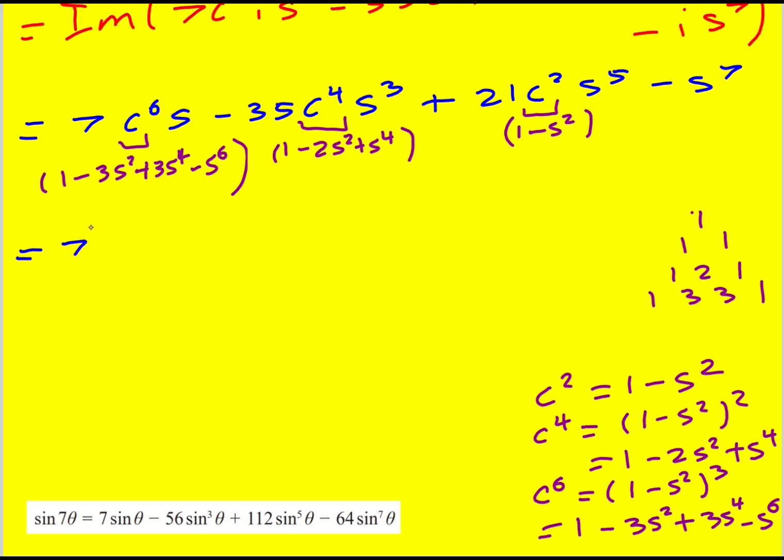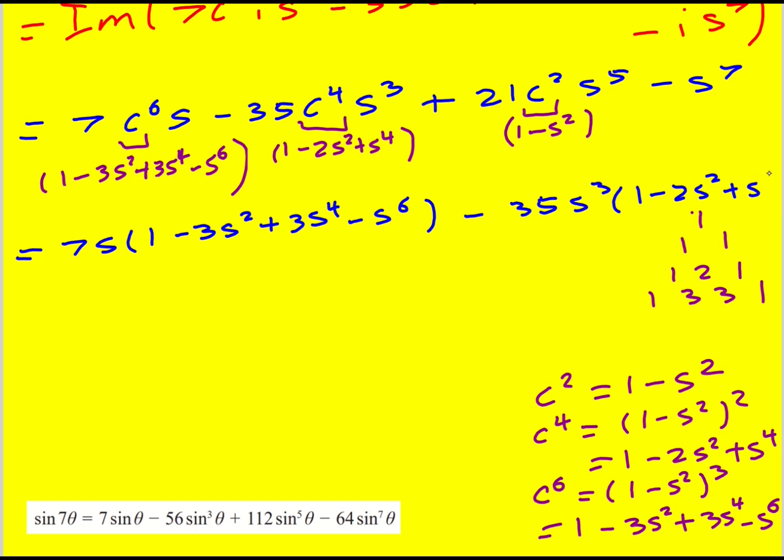Before I multiply it all out, I'm just going to write it out once more, just to be on the safe side, have it next to each other. So 7s, I'm going to put the s to the left, 1 minus 3s squared plus 3s to the 4 minus s to the 6, then minus 35s to the 3, 1 minus 2s squared plus s to the 4, plus 21, 1 minus s squared. Oh, I missed out the s to the 5.